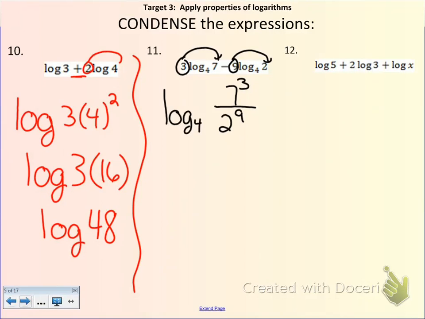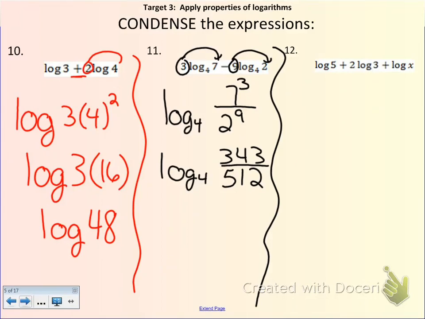So we have the log base 4 of 7 cubed, and 7 cubed, you should know, is one of the ones I had you memorize, is 343. And then 2 to the 9th power is 512. And that is your answer.